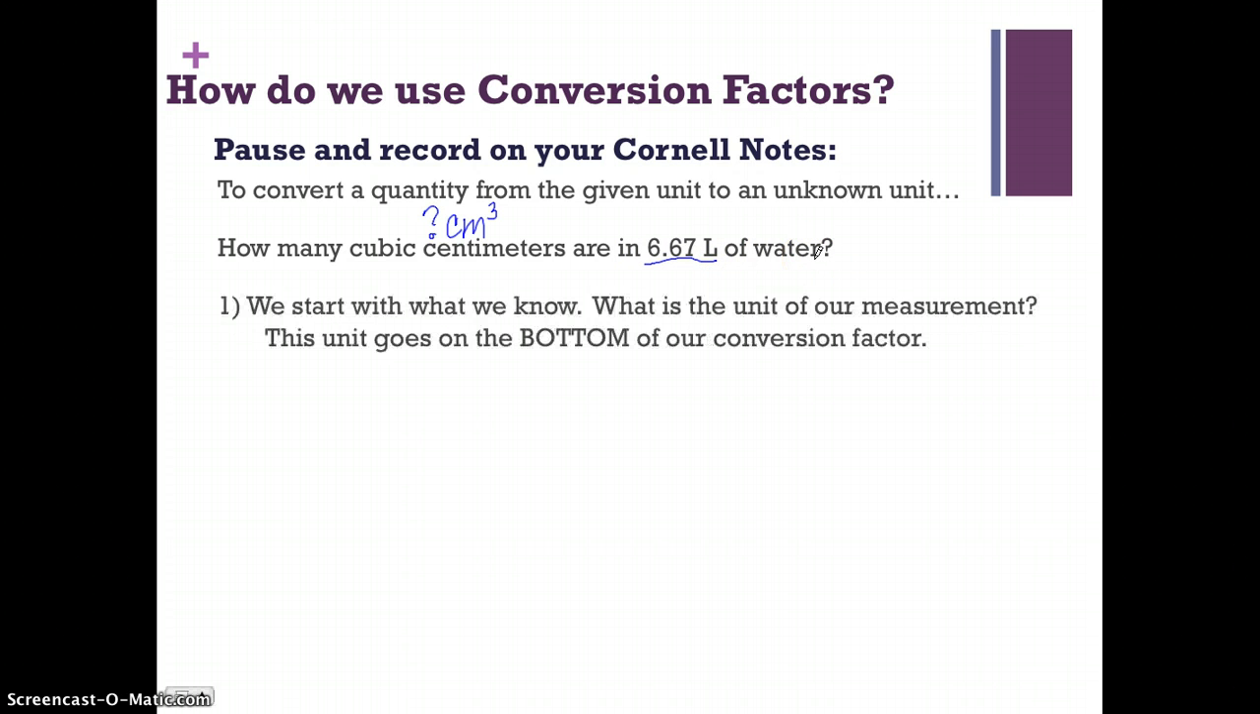So when we're constructing a very simple conversion factor, the first thing we think of is, what do I know? Well, I underlined what we know. We know that 6.67 liters of water are present, all right? So what we want to do, and I'll work down here, is take the unit that we know, and put it underneath the fraction bar.